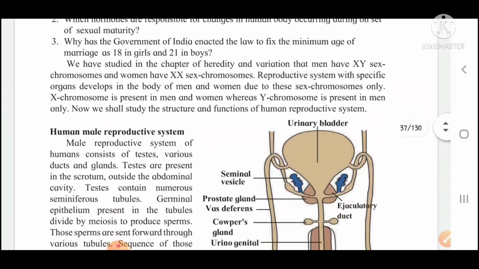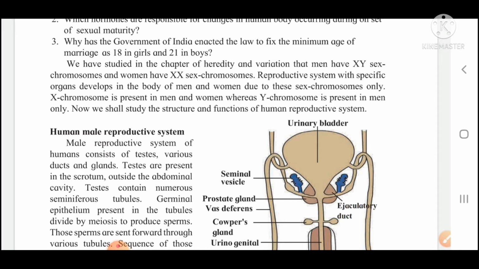Now next, question number 3. Why has the Government of India enacted the law to fix the minimum age of marriage as 18 for girls and 21 for boys? Now why has this age been restricted? For girls 18 years and for boys 21, because at the age of 18 girls become mature for reproduction, and at the age of 21 boys become mature for reproduction. So this is the age of maturity, 18 in girls and 21 in boys. Therefore the government has decided this age.